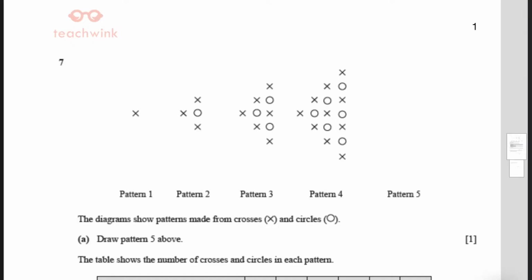Hi guys, so we have an O-level past paper question from the year 2017. The session is May-June. This is question number 7. This question is based on number patterns. So let's start. In the question they've given us 4 patterns and probably they're asking us to find the 5th pattern. Let's read the question.